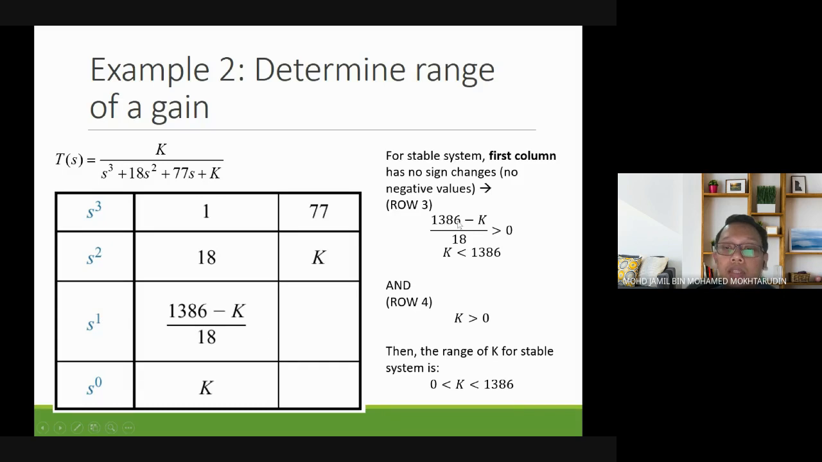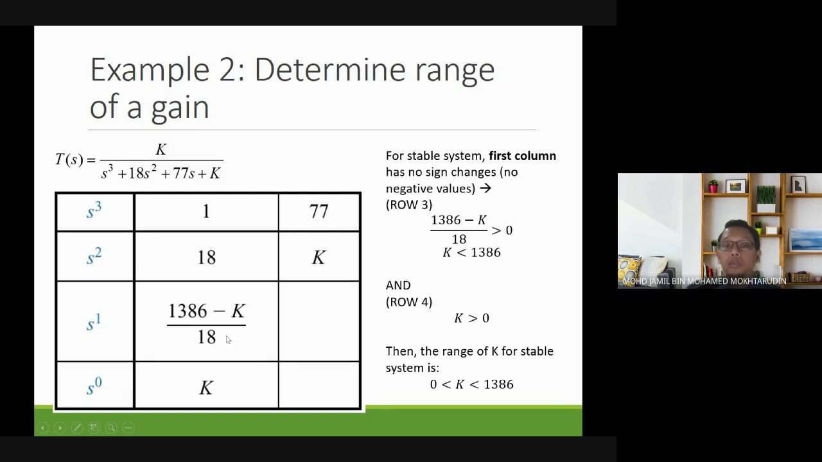So 1386 minus K over 18 must be positive, okay? It cannot be negative, because if this is negative, then there's a sign change from S2 to S1. Because S2 is already 18, positive, so S1 must be positive. So this must be greater than 0. Then rearrange and we get K less than 1386.